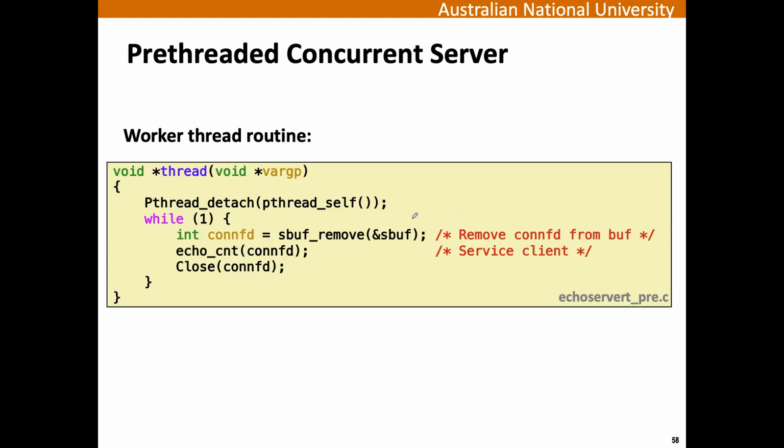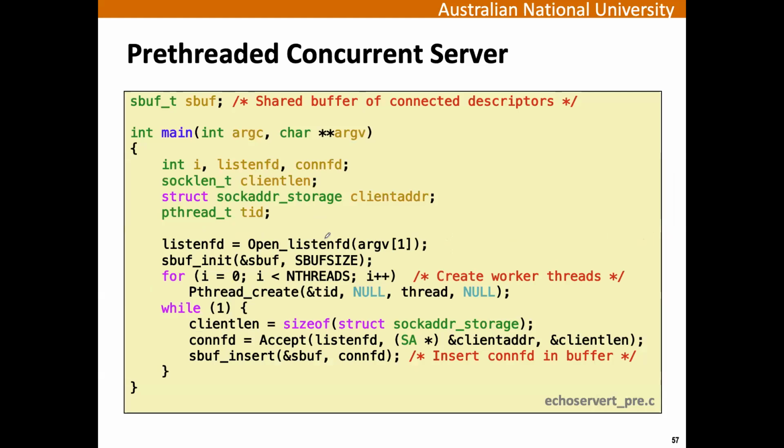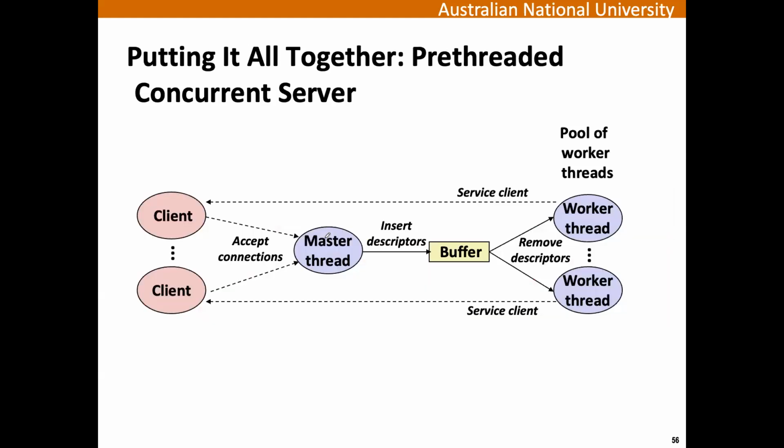So here we are using sbuff remove to get a connected file descriptor. Here we are using sbuff insert, and everything else, the counting semaphores and everything, is encapsulated in an abstracted way by this sbuff package that we wrote. Okay, are there any questions about this? Because this is important. This is how you're going to write the web proxy.